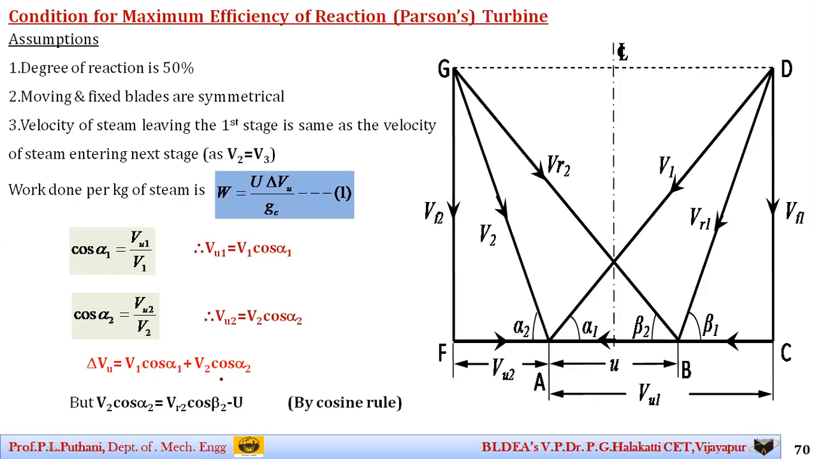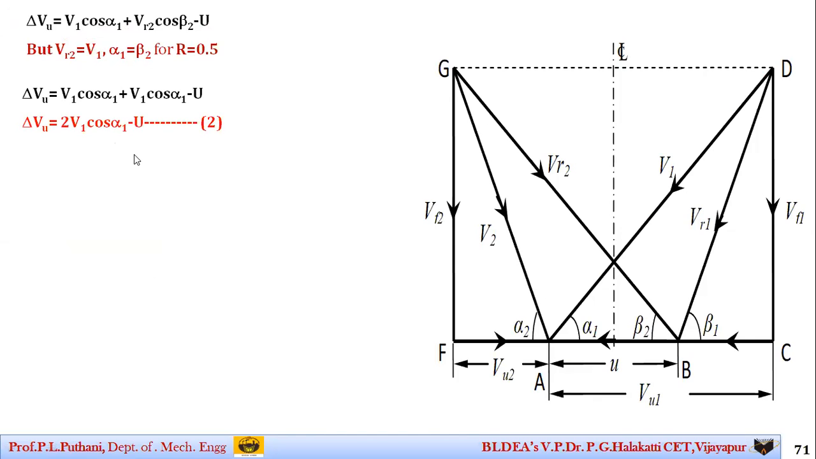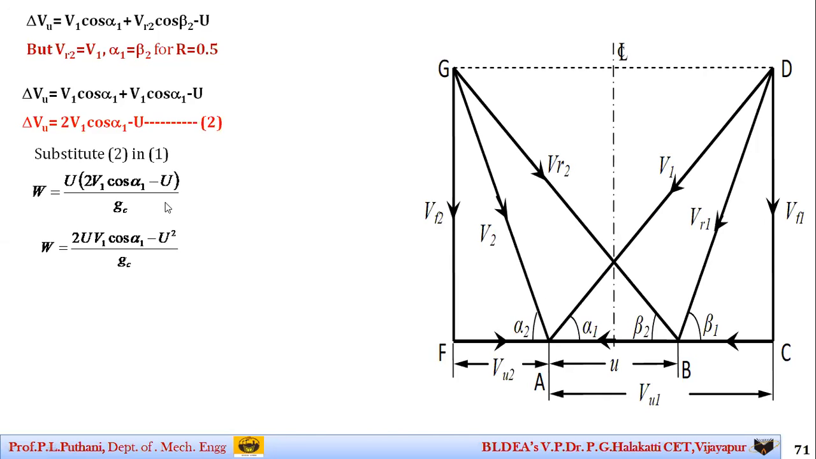It becomes this particular form. Now, we already know for the reaction turbine, as discussed at the start, that the value of VR2 is equal to V1, which means I will replace this value of V1 here. Similarly, beta 2 is the same as alpha 1. So we are remaining with delta V is equal to V1 cos alpha 1 plus V1 cos alpha 1 minus U, or it becomes 2V1 cos alpha 1 minus U. This is our equation number 2. Then we substitute this in our work done equation, equation number 1, and we get it in this form. Doing the simplification, you get it as 2uV1 cos alpha 1 minus u square.